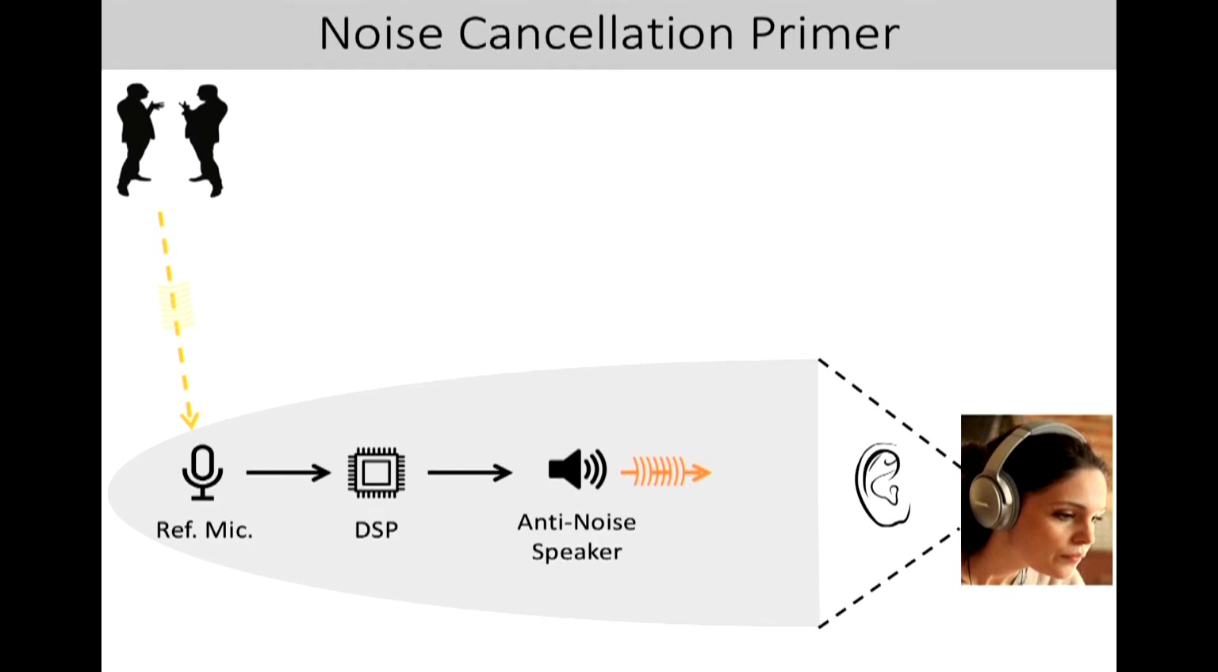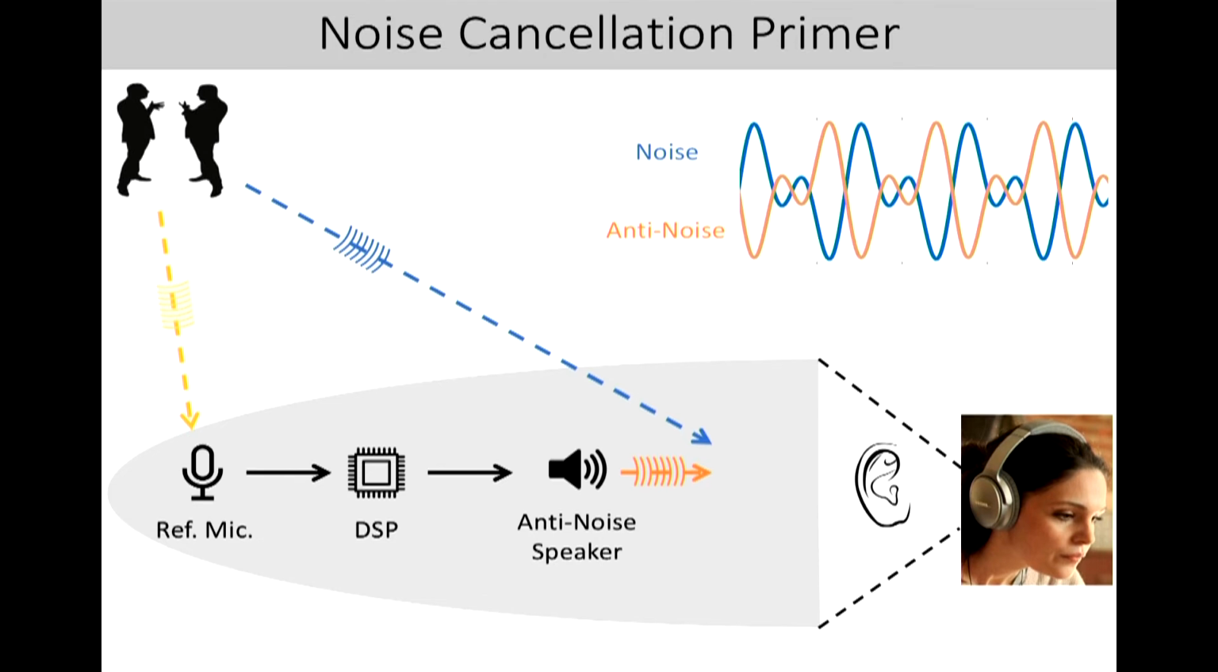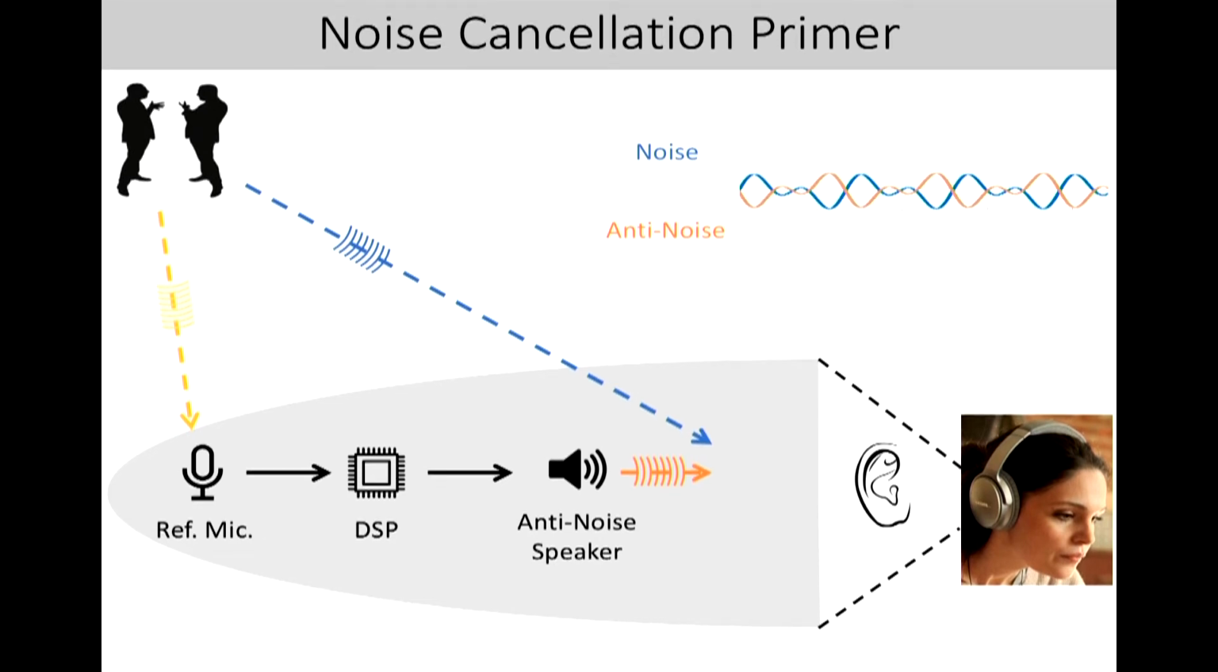So what should this anti-noise signal be? Ideally, it should be exactly the opposite of the noise sound, which is this blue signal, right? But how does the DSP ever know what this noise signal is? It does not. It only has the signal from the reference microphone. So the noise and anti-noise will cancel each other, leading to silence inside human ears.